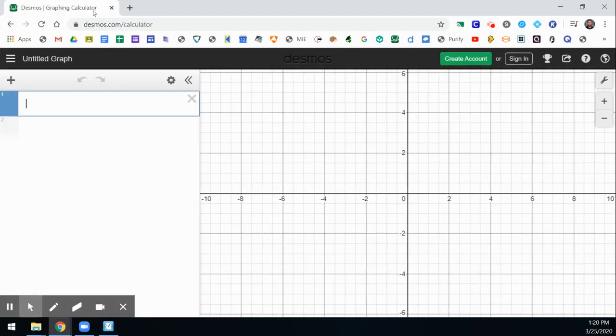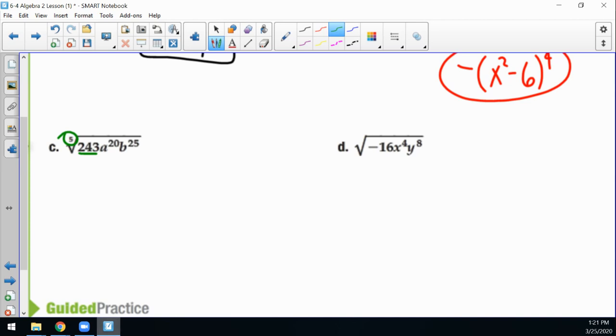And so what I can do with this is I can actually just type in 243, and then I can do to the 1/5 power, right? And that equals 3. Check it out. It says it right there. It equals 3. That's super awesome. That really helps us out a lot. So I know for sure that this is going to be 3, right?